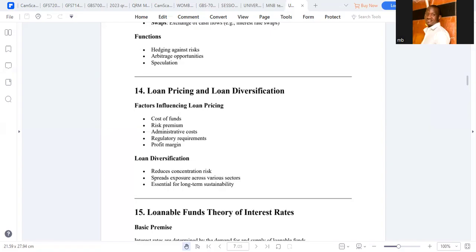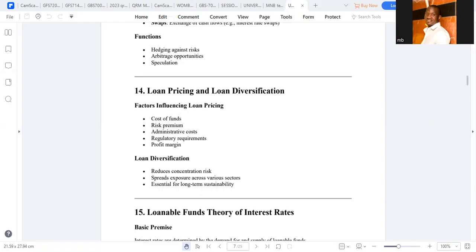Number one, it reduces what? Concentration of risk. Concentration of risk will occur when the bank's loan portfolio is heavily centered on one industry or one sector. If there's an unsystematic risk that will come in that kind, it will harm, so some of the institutions close down. The other determinant is a spread across the various sectors. So diversification will help the spread of the bank's exposure to different sectors. Each sector has different kinds of risks that are associated.